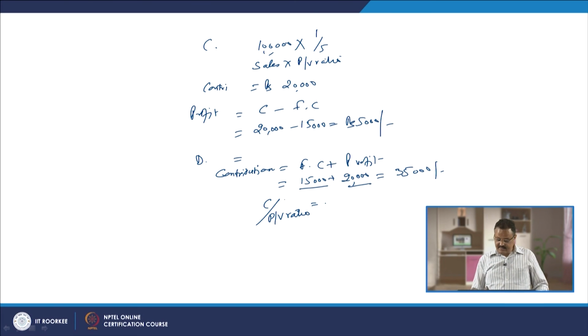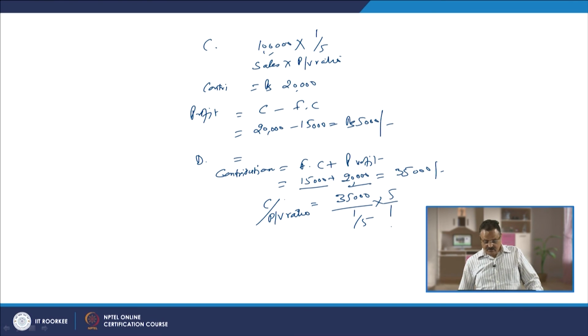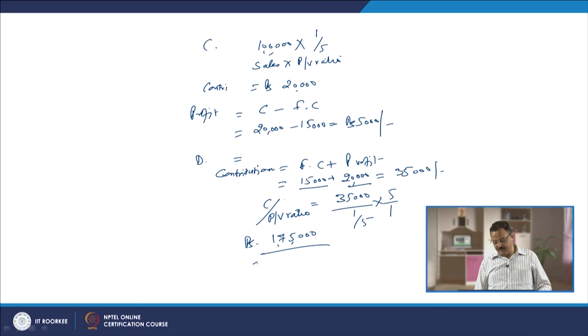So, contribution is 35,000 divided by the PV ratio. PV ratio is 1 by 5, so you will make it 5 by 1. So, this will become 175,000 rupees. To earn the desired profit of 20,000 rupees, the level of sales has to be 175,000 rupees. If you make sales of 175,000 rupees, then you are going to have a profit of 20,000 rupees.